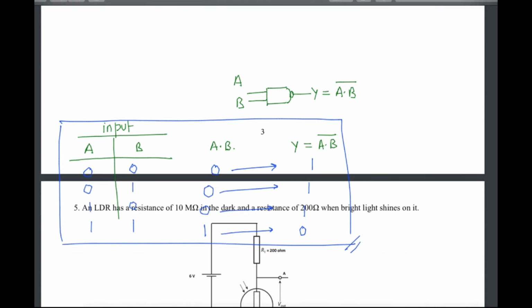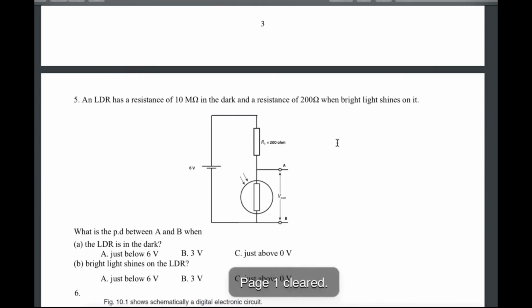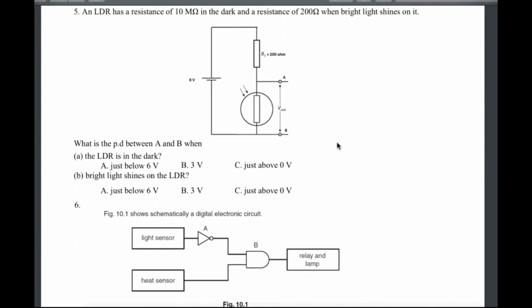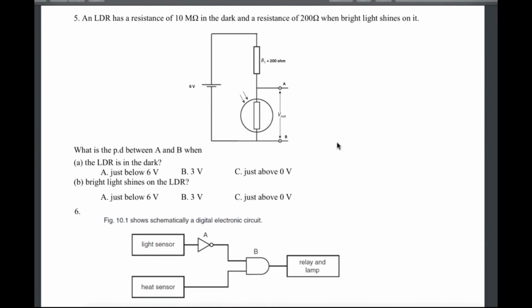Next, in fifth, an LDR has a resistance, and okay, so it's 100 mega ohm, and the resistance is 200 ohms. So this is 200 ohms. What is the potential difference between A and B when LDR is dark? So when LDR is dark, in that case resistance would be very high, so voltage would be very high.